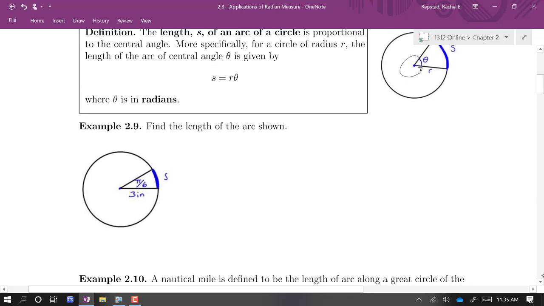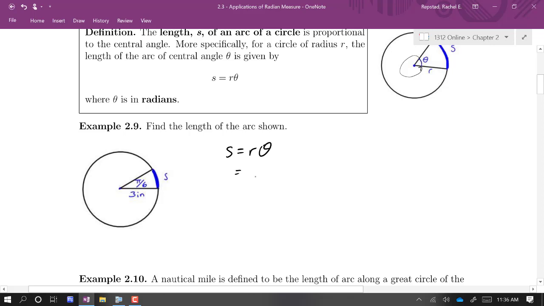Here we're going to find the length of this arc shown. Now they gave us the angle, pi over 6. There are no units indicated, so it is understood to be in radians. If they gave us an angle in degrees, then we'd have to convert it. Whatever angle they give us, we have to make sure that we have it in radians first. They tell us that the radius here is 3 inches. So this will be a fairly straightforward application of the formula.